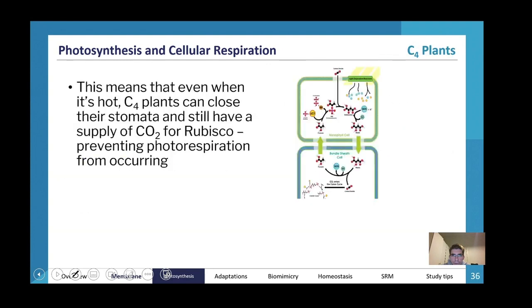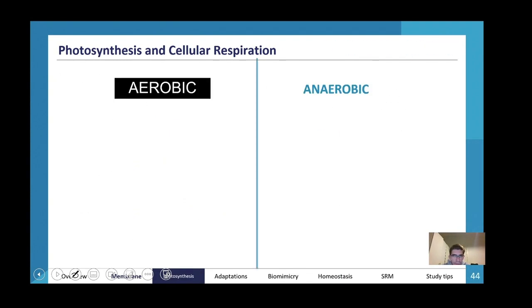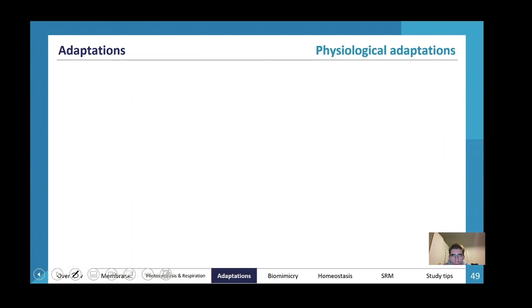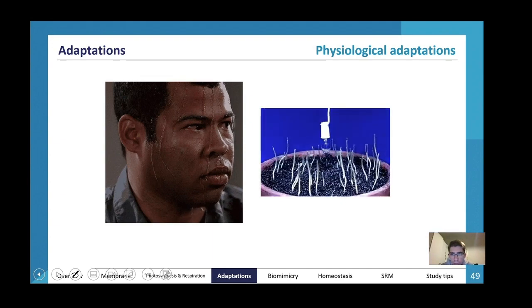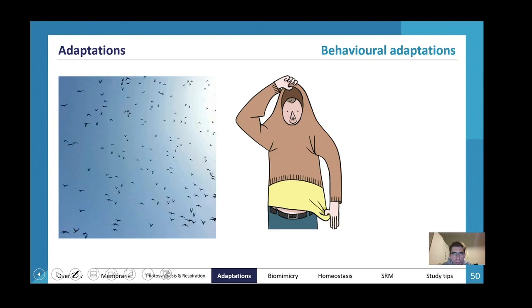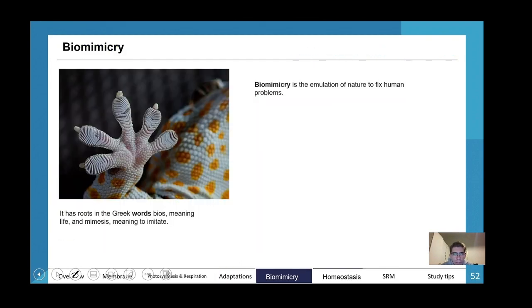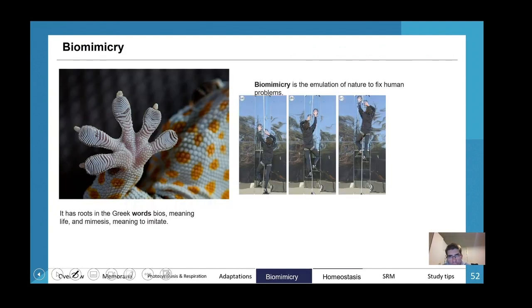We said that C4 plants are primarily involved in it. Then again, cellular and non-cellular respiration. You need to know the function of the chloroplast and the mitochondria well. Then we started talking about physical adaptations. When we talked about physical adaptations, we emphasized the difference between behavioral adaptations and the rest, and why those are important.